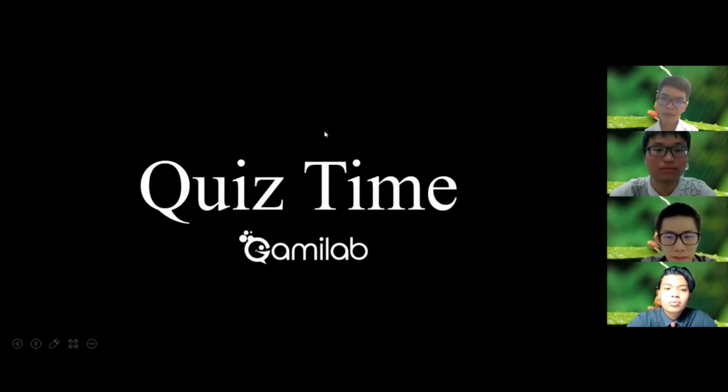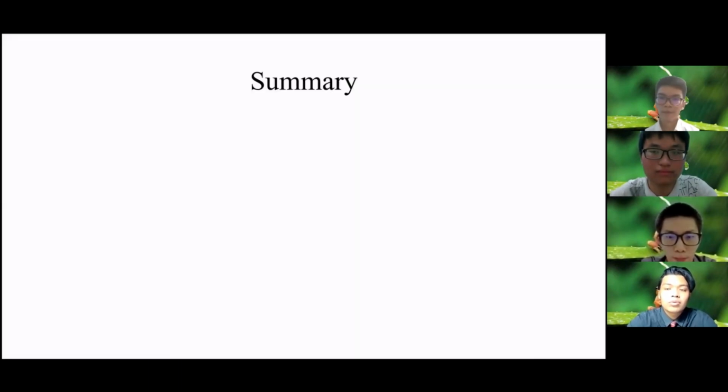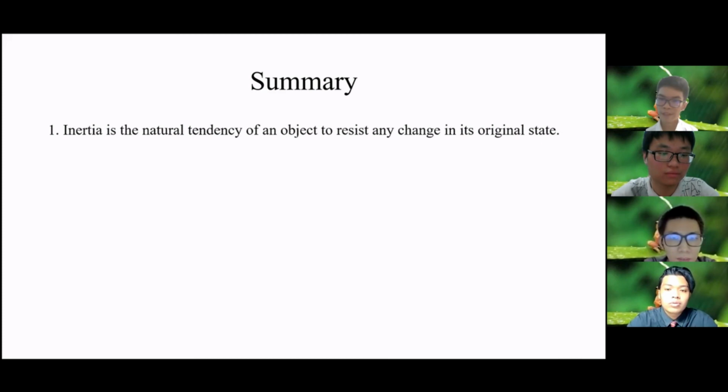Okay. Before we end our class today, let us summarize what we have learned. First, we learned about inertia. Does anyone still remember the definition of inertia? Jamie, can you tell? Inertia is the natural tendency of an object to resist any change in its state of motion. So, is inertia a physical quantity? No, it is not a physical quantity.